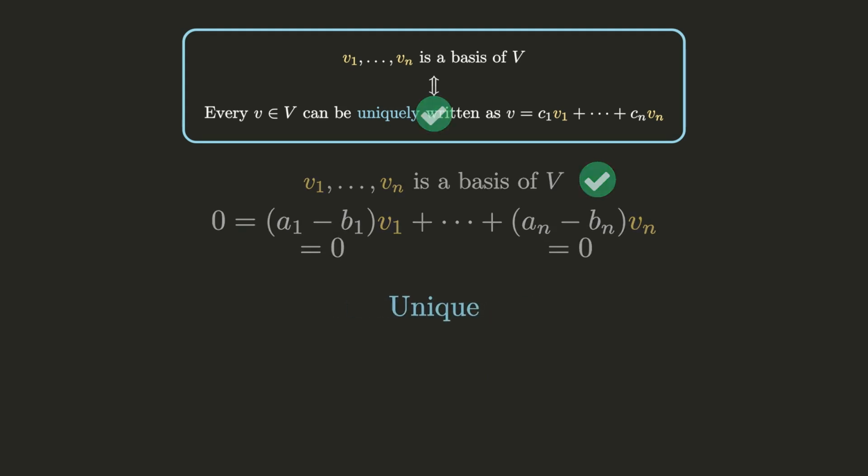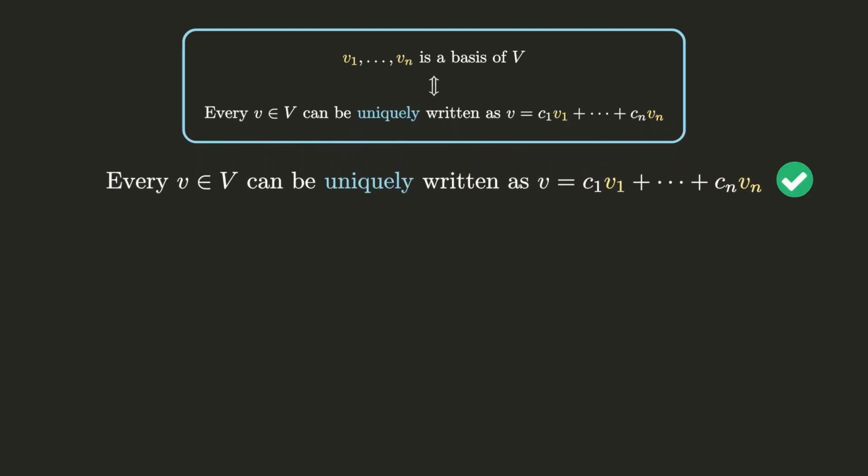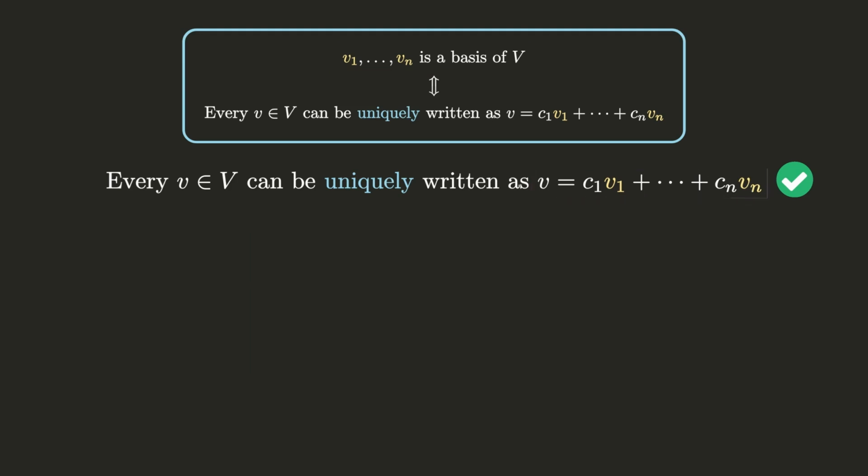Now for the other direction, we first assume the uniqueness of the linear combination, and we want to show that this list of vectors is a basis. And to do that, we need to show this list of vectors is both linearly independent and spans V. Now the assumption that every vector in V can be uniquely written as a linear combination already implies this list of vectors spans V. So let's take that off.